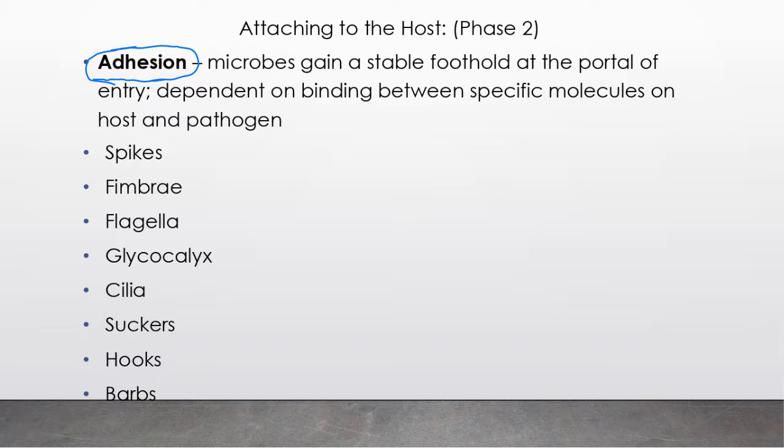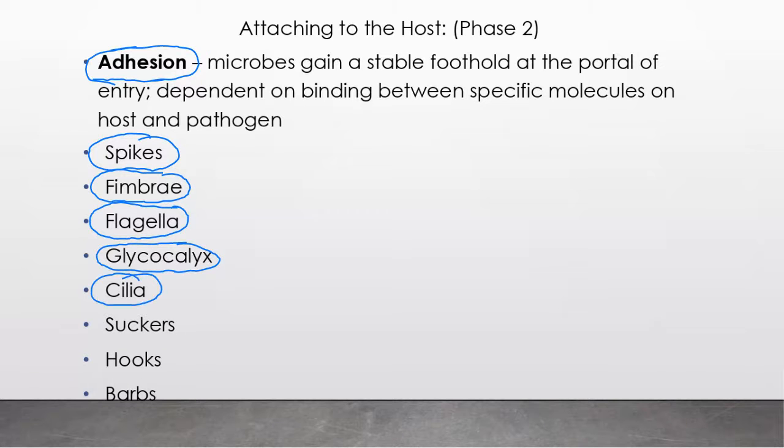So just remember again, virus, they usually use spike for attachment. Bacteria, they use fimbriae, okay, and also glycocalyx, okay, for attachment. Protozoa, they use flagella, cilia for attachment. Worms, they have special structure like suckers, hooks, and barbs to attach to the host tissue.